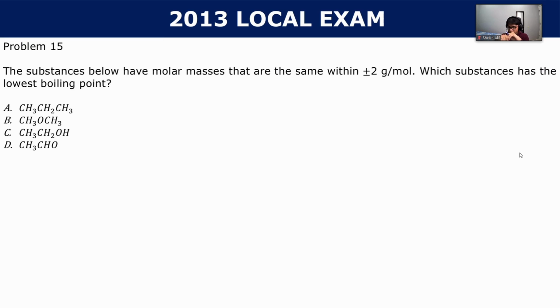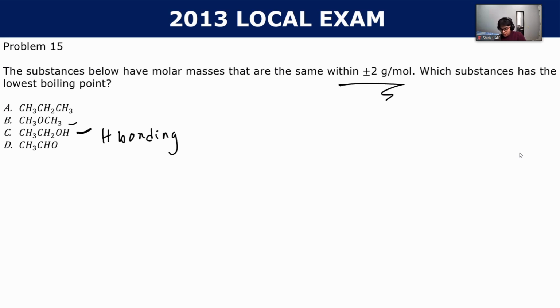The substances below have molar masses that are the same within plus or minus 2 grams per mole. Which substance has the lowest boiling point? This part here is important because it tells us that the London dispersion forces are going to be the same. So now we have to look at the other intermolecular forces. If you look at B, C, and D, you know for a fact that C is going to have hydrogen bonding because of that OH. So hydrogen bonding.